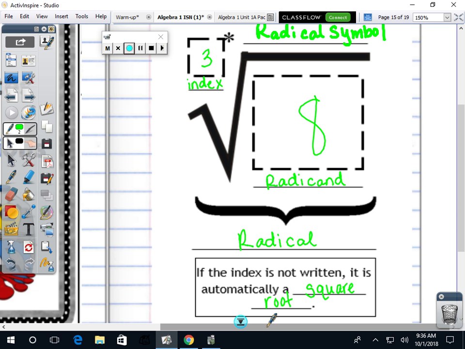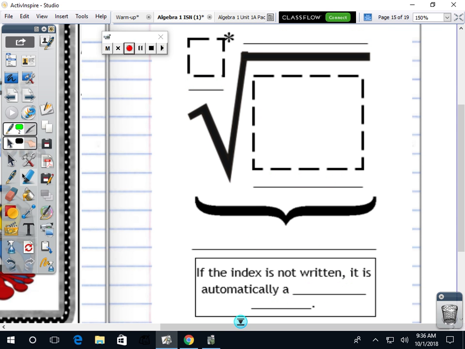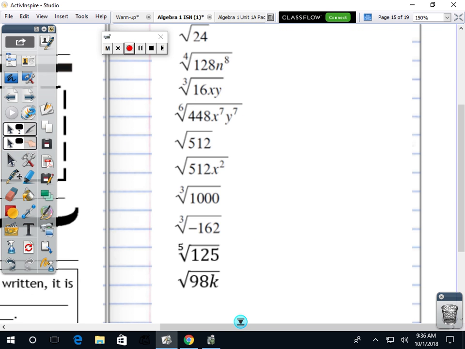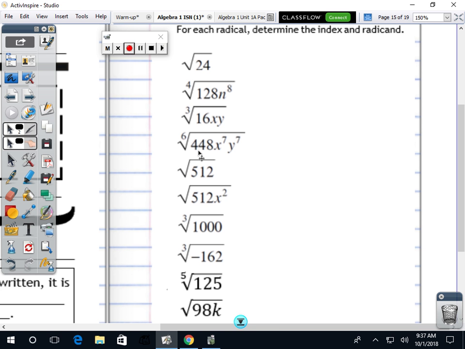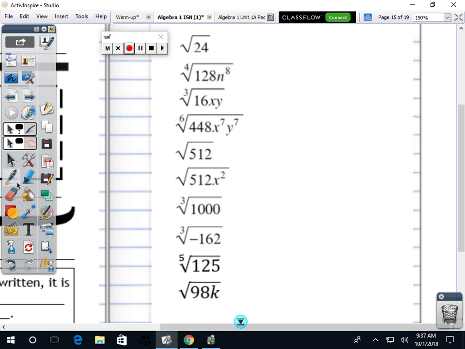Okay, now flip open your paper, and we're going to just practice some of these, just identifying the index and the radicand. Can I erase? Yeah. Okay, so for this it says, for each radical determine the index and the radicand. So all you need to do is just put a little I for index and R for radicand.